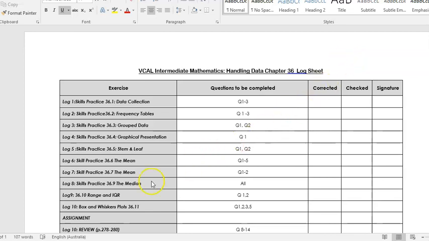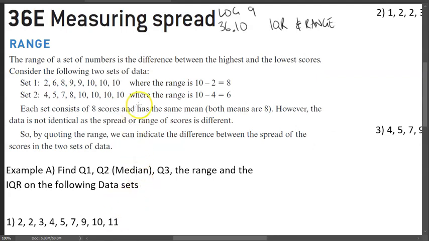This video is going to be looking at the range and the IQR, which is Log 9, 36.10. The range and the IQR are also known as measuring the spread of data, 36E in the textbook. There's going to be quite a bit of information to digest with this. The range is really simple. The IQR, on the other hand, is a bit tricky because there are different circumstances to find the IQR.